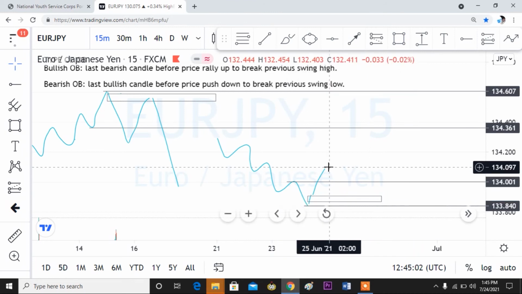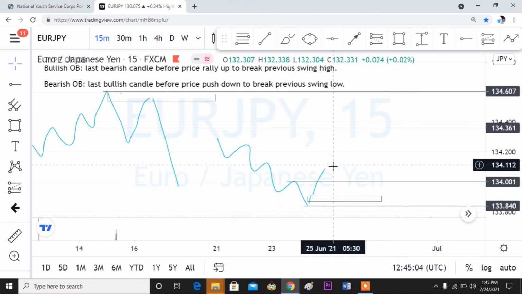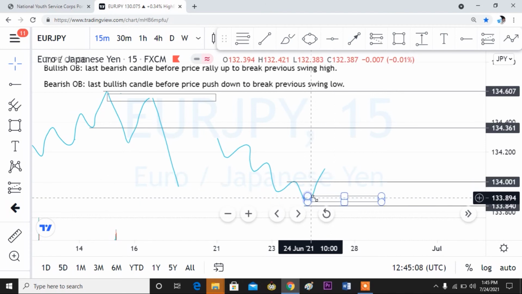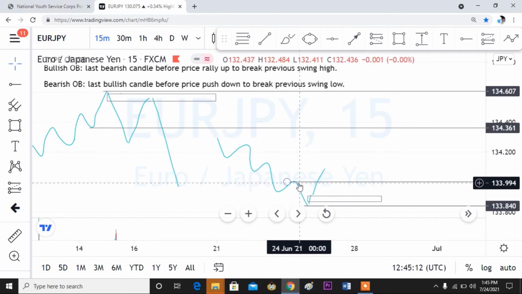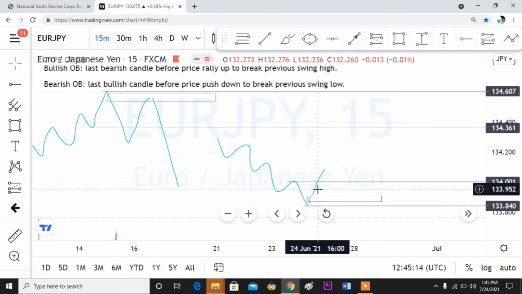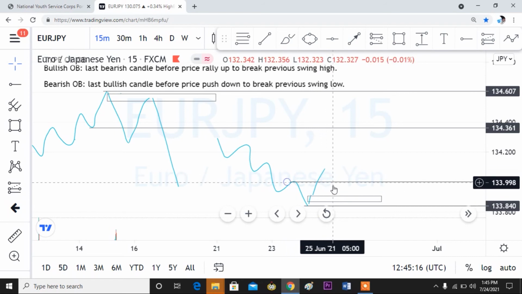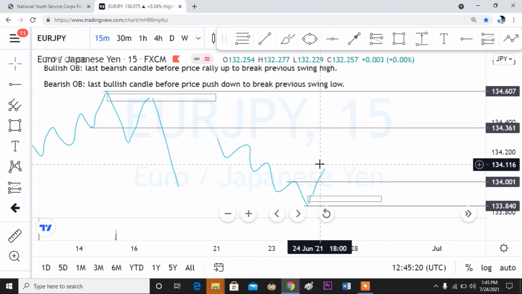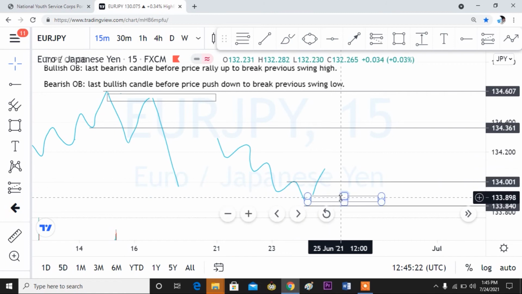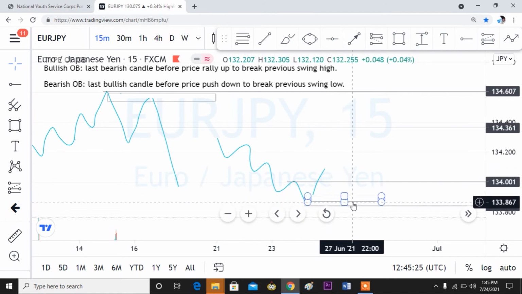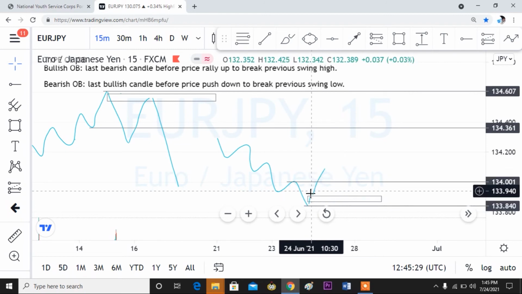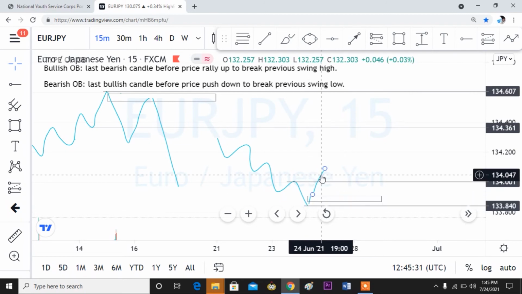So all we have to do is wait for price to rally down again to this previous bearish candle that resulted in this bullish move that breaks the market swing high. So wait for the market to come down to this level, and this is going to be our point of interest. We'll be looking to long the market at this very level with our stop loss usually below the wick of the bearish candle that resulted in this massive push to the upside.